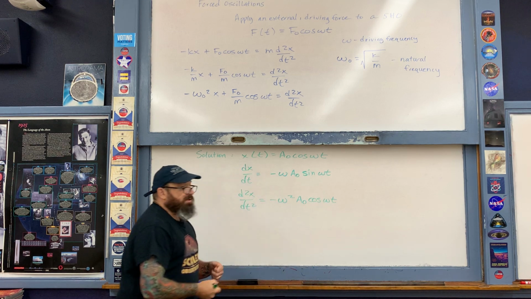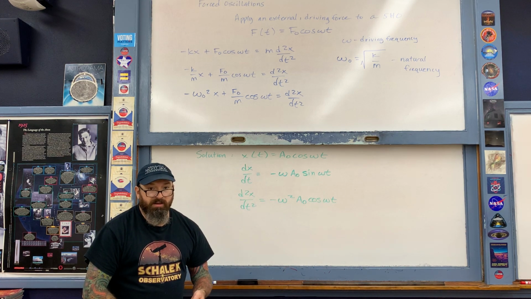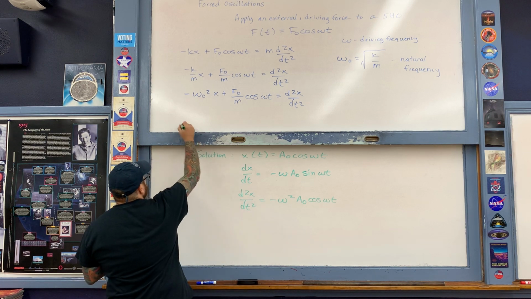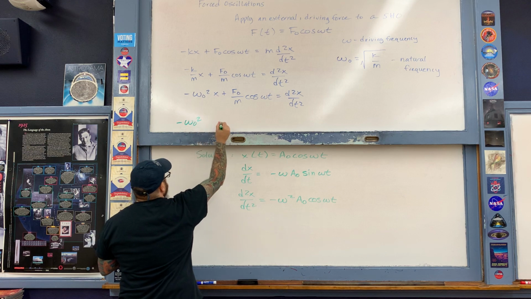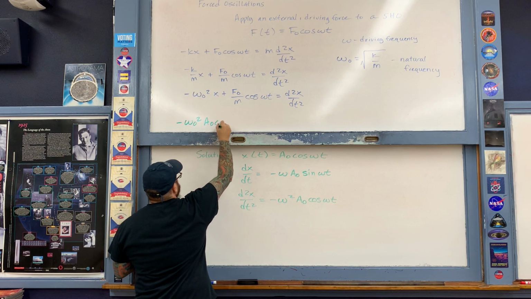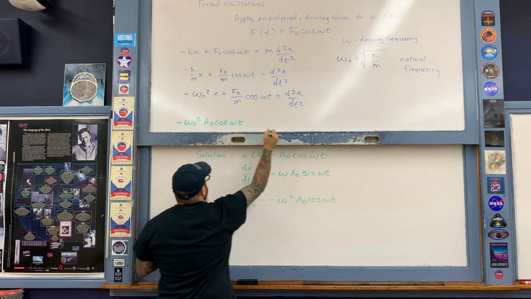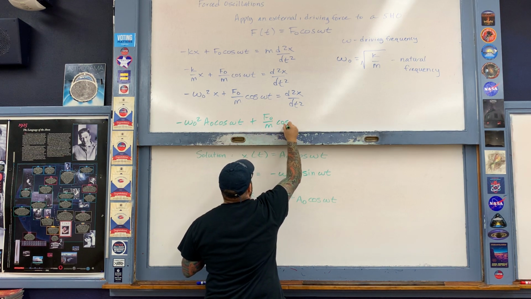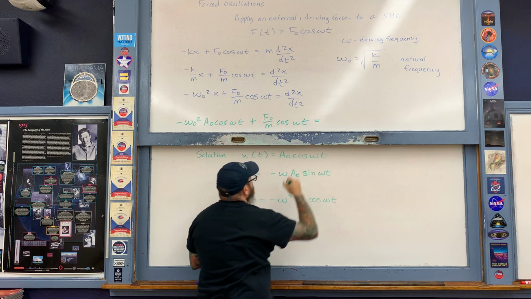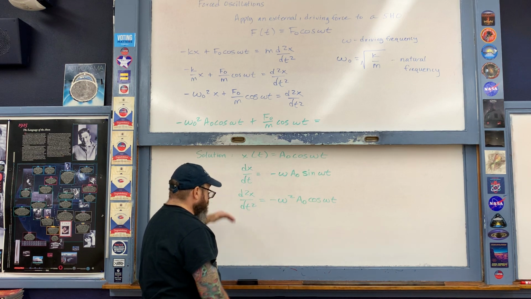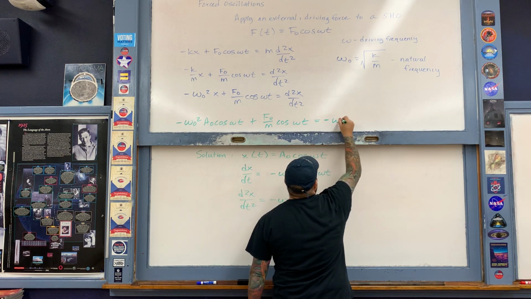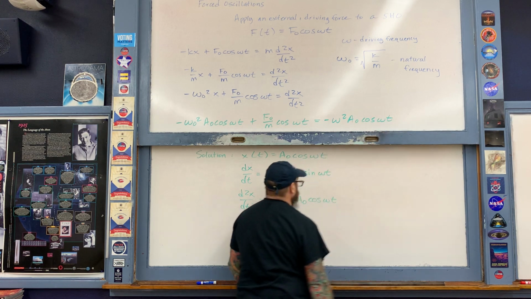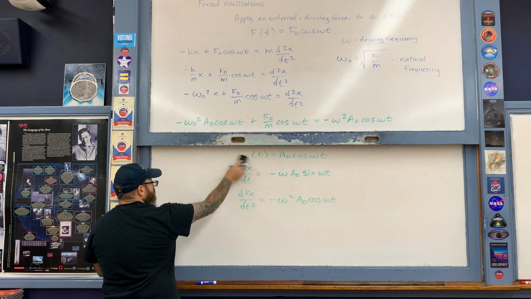And now let's go ahead on the top board and plug everything into our differential equation. So up here on the top board, I first of all have negative omega naught squared times x, the position, that's this. Then I've got this driving force term here, which does not change. And then I have the second derivative, this expression here on the right-hand side of the expression. Like so. Okay, let me do some erasing.